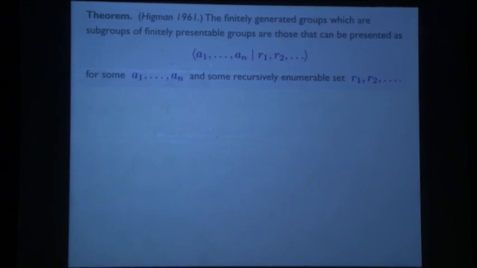So I try to think what are the big theorems relating Dehn functions and the word problem. Okay, this one doesn't mention Dehn functions, but it's the sort of father of many of the theorems. So this is Higman's embedding theorem, 1961. You can characterize the finitely generated groups which are subgroups of finitely presentable groups as follows. They're the ones that can be presented like this, where the defining relations are some recursively enumerable set.